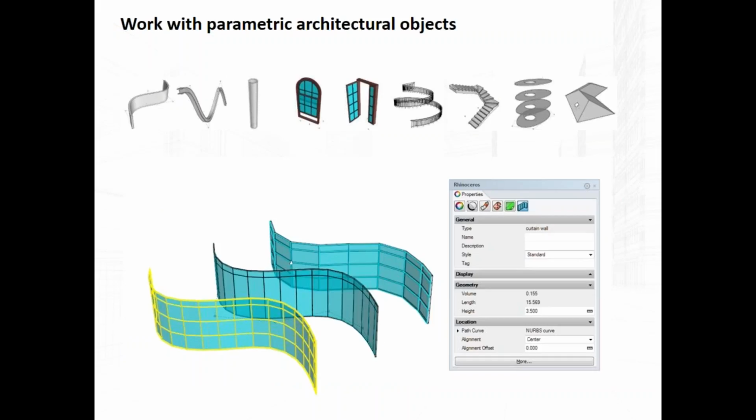Also BIM, because VisualARQ provides a set of architectural objects that are parametric, and they have all the information inside the geometry. In that way we know, for example, for a curtain wall, its height or its length, or the style that this object is using. But also, being parametric means that we can change their parameters or their shapes very, very quickly.